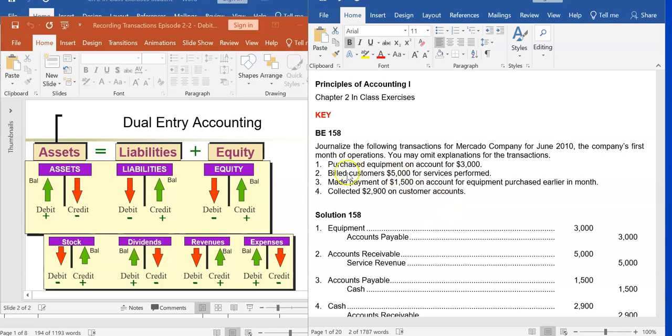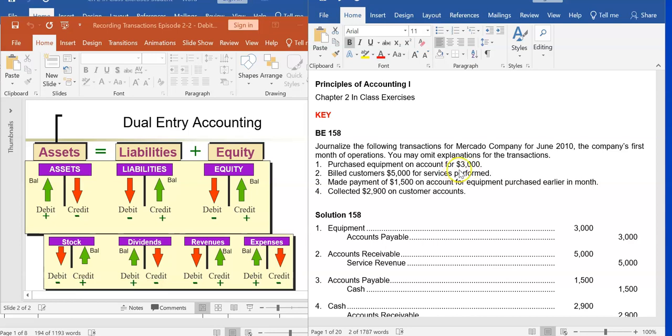For example, the first one, company purchased equipment on account for $3,000. We know that 2 accounts are affected. Equipment, an asset, increases because equipment was purchased. On account means that liabilities increased as well. We need to increase the asset equipment account, and we need to increase the liability accounts payable account.